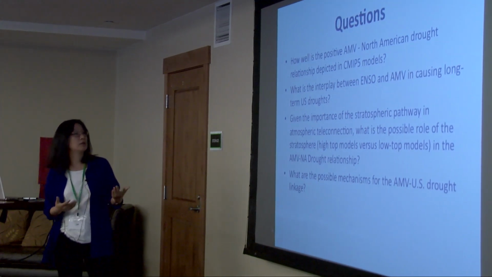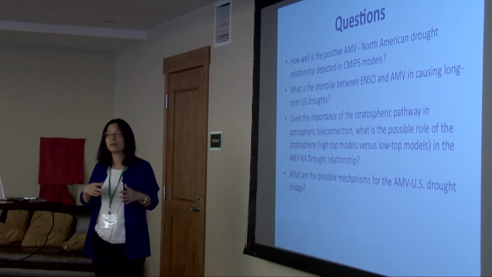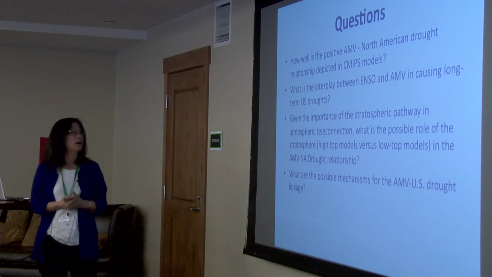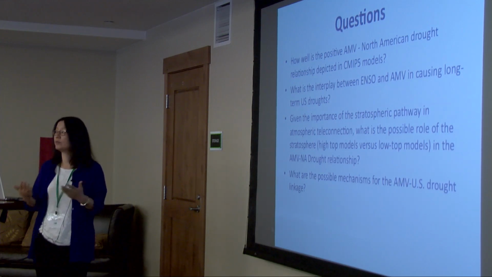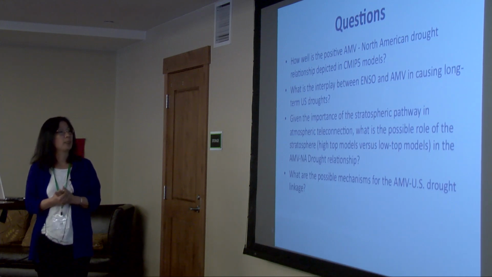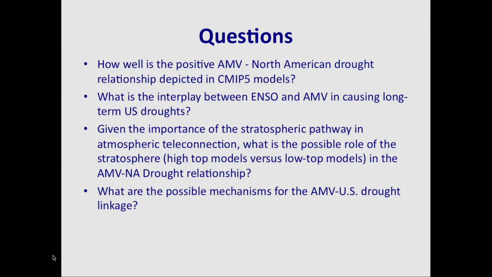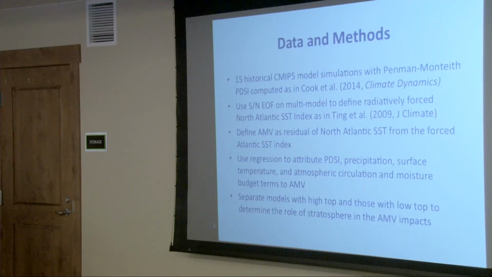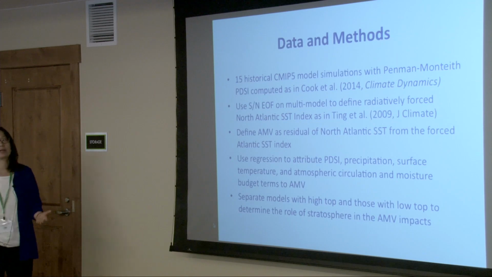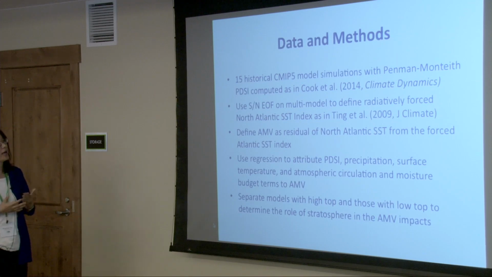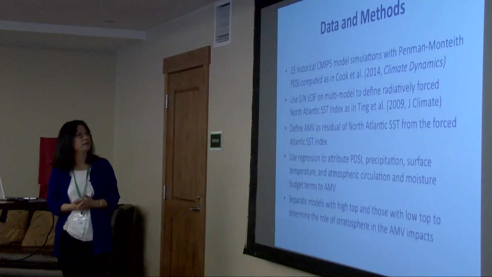And in addition to that, what we find is the importance of stratosphere pathways being emphasized in a lot of studies, and we try to separate models with high top versus low top and see if there's anything we can learn from this different set of models. And ultimately we want to understand the possible mechanism for this positive AMV and US drought relationship. So we use a subset of the CMIP5 here. The main reason is simply because we use PDSI, so it's being calculated for these 15 models only. We could have extended to the whole set of the CMIP5, the 30-some models.